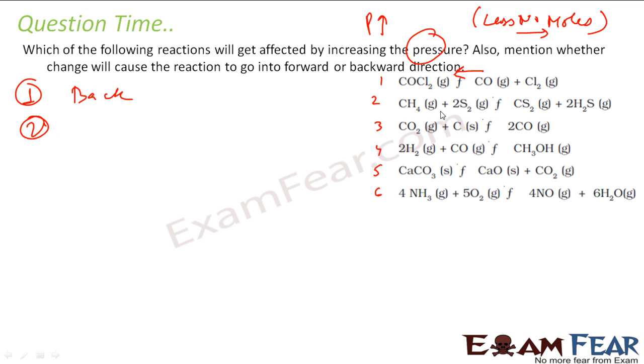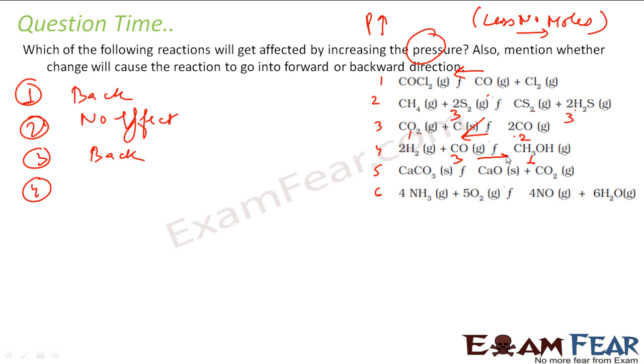Let's take 2. We have a solid, and 1 plus 2, 3 moles here. We have 1 plus 2, 3 moles here. Both sides have 3 moles, so no effect. Let's take the third. We can ignore the solid part. We have 1 mole here and 2 moles here. So it will move towards the lesser number of moles, in the backward direction. Let's take 4. We have 2 plus 1, 3 moles here and 1 mole here. If you increase the pressure, it will move in the forward direction.